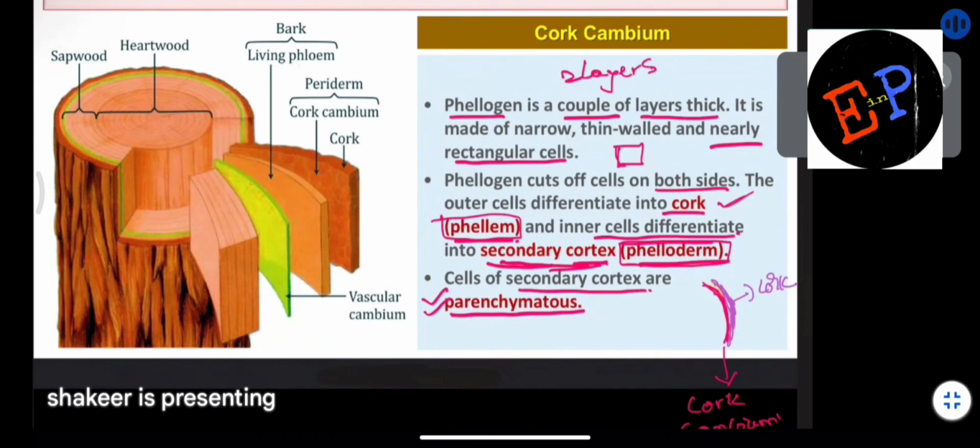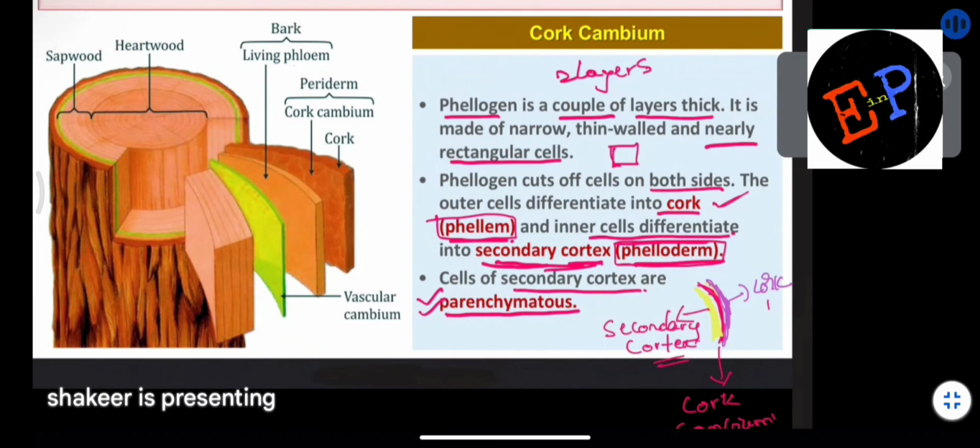And on the inside also, you will find another layer. What do you call this layer? This layer is called secondary cortex. Are you able to understand? Cork is called phellem, and secondary cortex is called phelloderm. So this terminology you should remember.